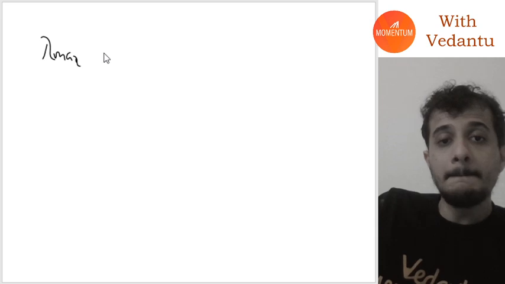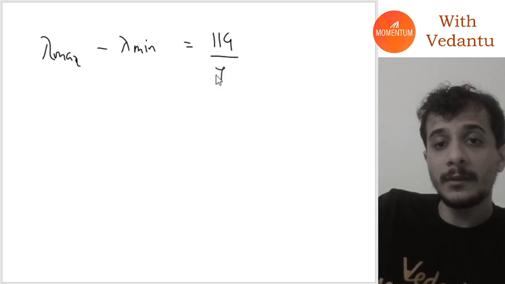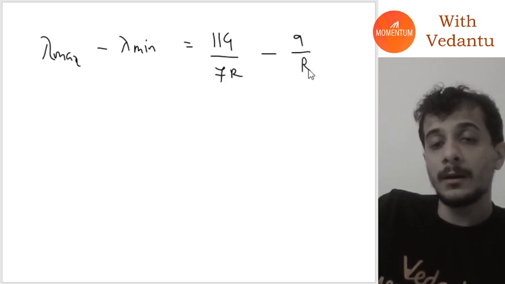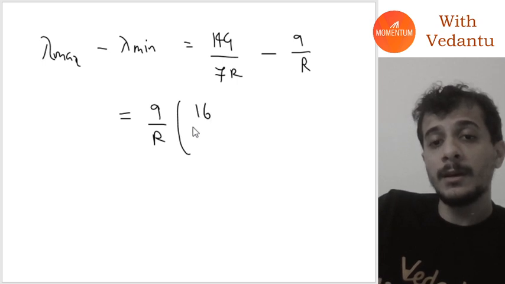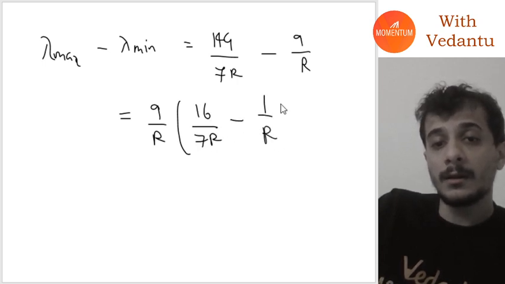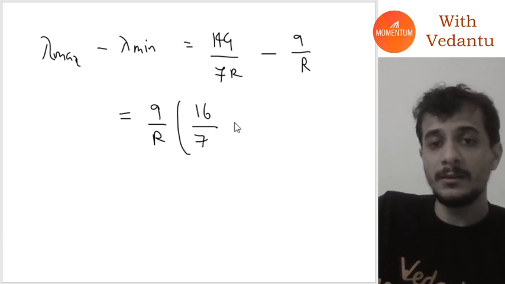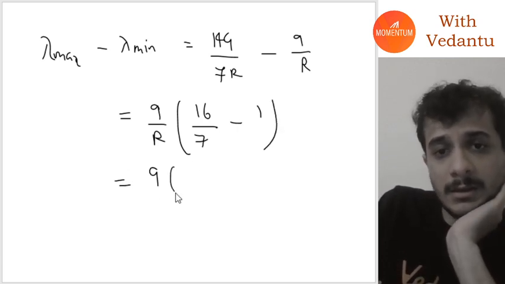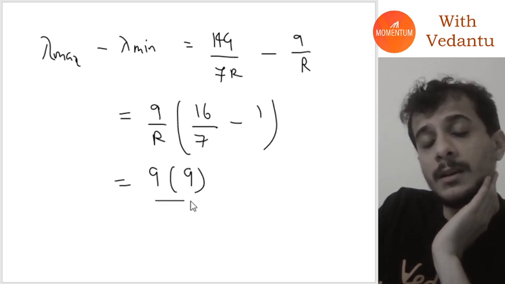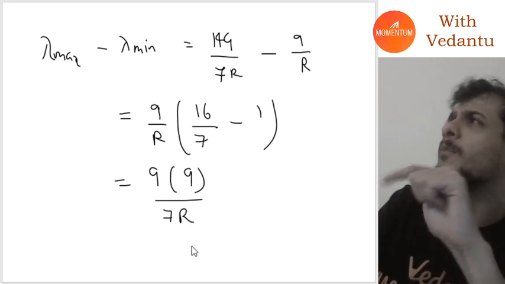lambda maximum minus lambda minimum. That will be equal to 144 by 7R minus 9 by R. Let's take out 9 by R common, guys. This is 144, so this will be 9 by R into 16 by 7 minus 1. That will be nothing but 9 into 9 divided by 7R, because 16 by 7 minus 1 is 9 by 7, correct?